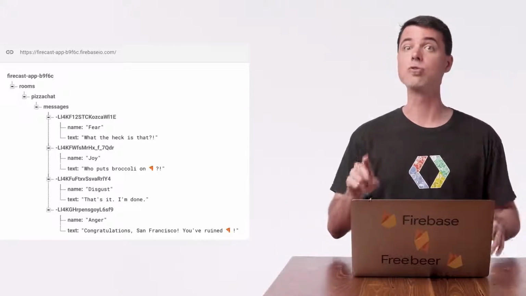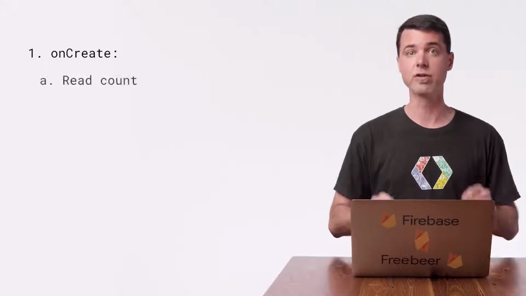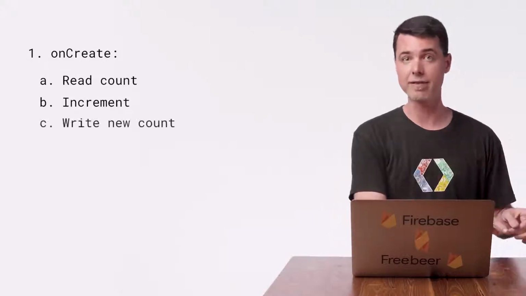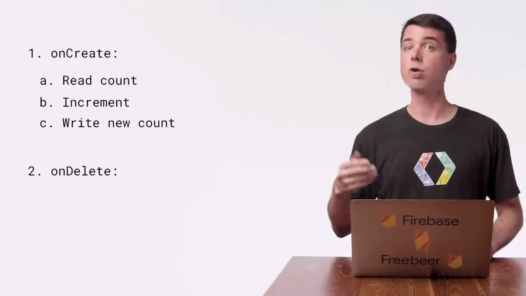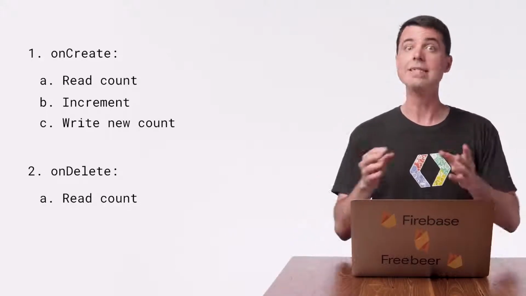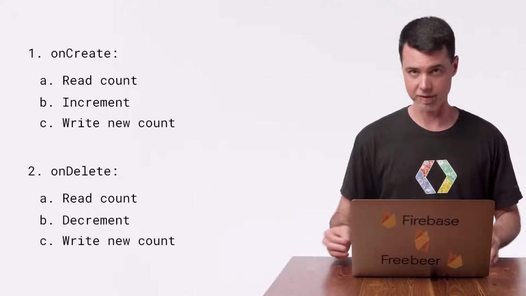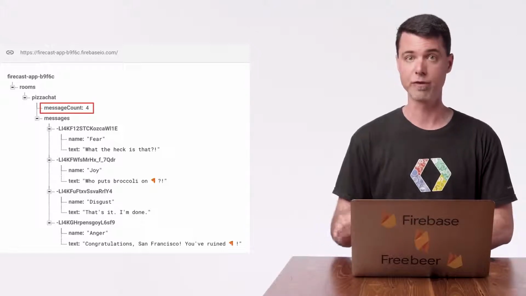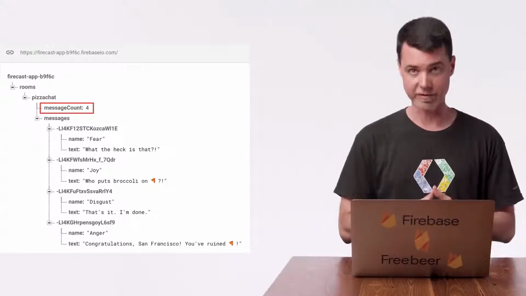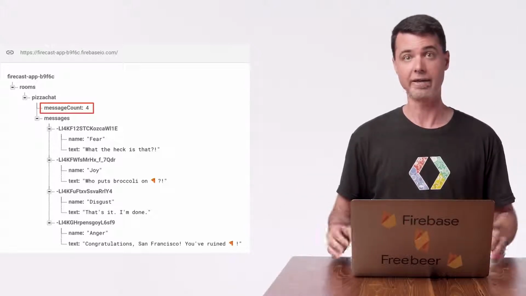So, I'm going to do two things. First, I'll change my existing onCreate trigger to read, increment, and write the message count when a new message is added to a room. Second, I'll add a new onDelete trigger to read, decrement, and write the message count when a message is deleted for whatever reason. I'll store this count in a new child value in the node for the room at the same level as the messages node. This is the value I'll increment and decrement as messages are added and removed.